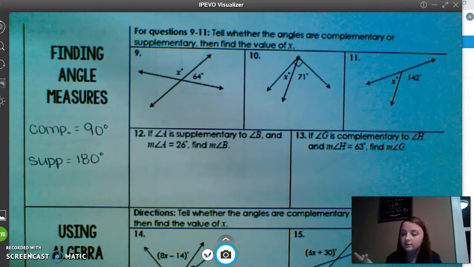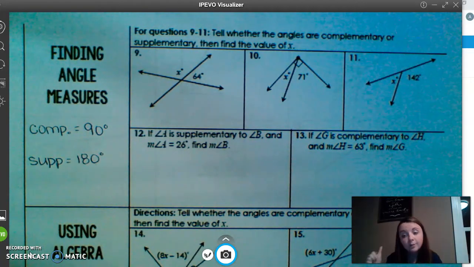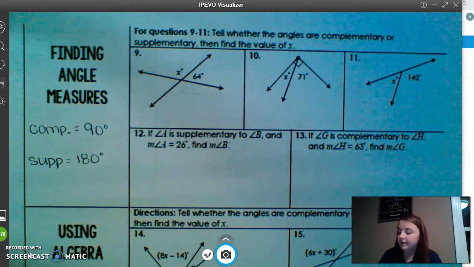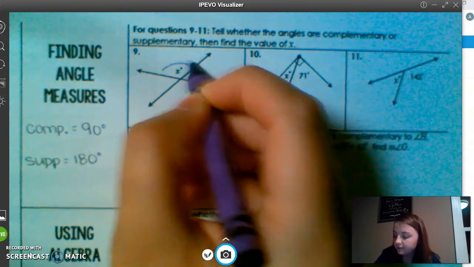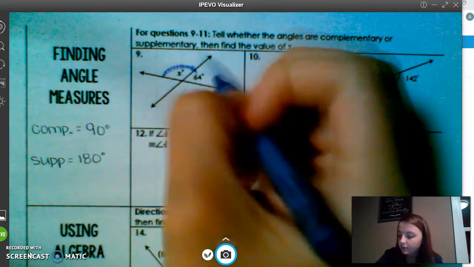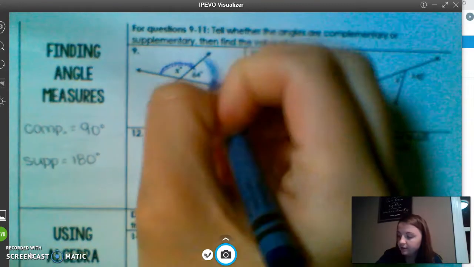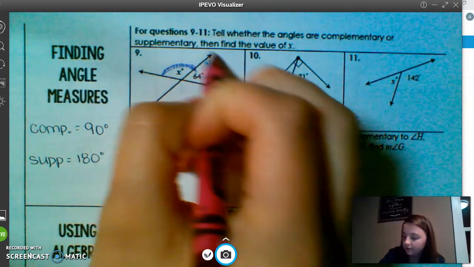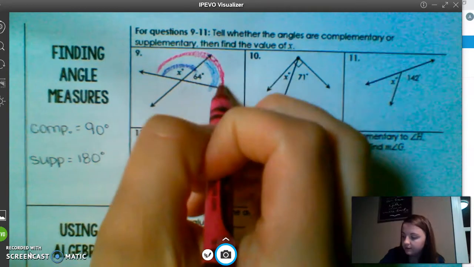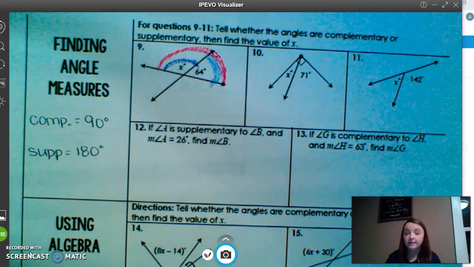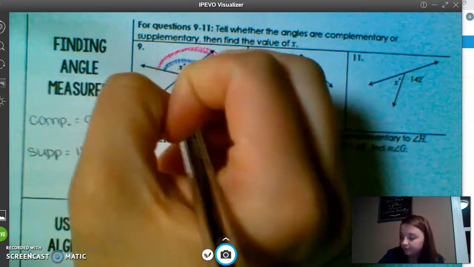So the directions for 9 through 11 say tell whether the angles are complementary or supplementary, and then find x. Well, there's no neither, I'm sorry. Take that away. So if we're looking at x right here, that is what we're looking for, and we know that this angle is 64 degrees. So together, all the way across, what kind of angles do those make? Do those together make 90 degrees or 180? 180. So they would be supplementary.